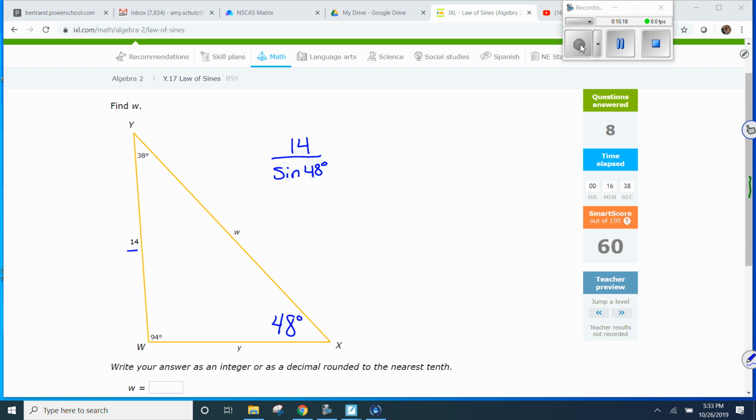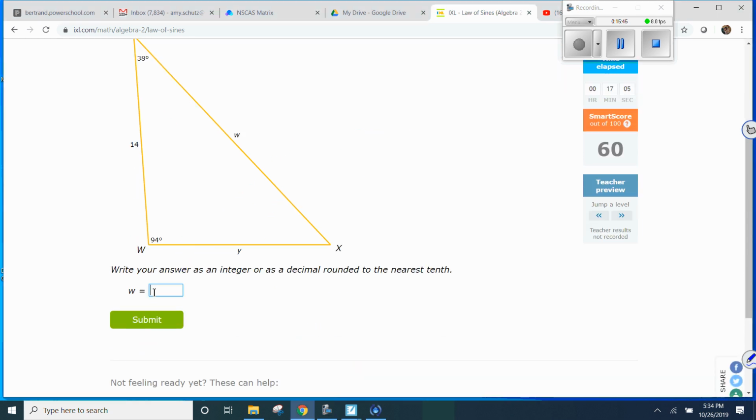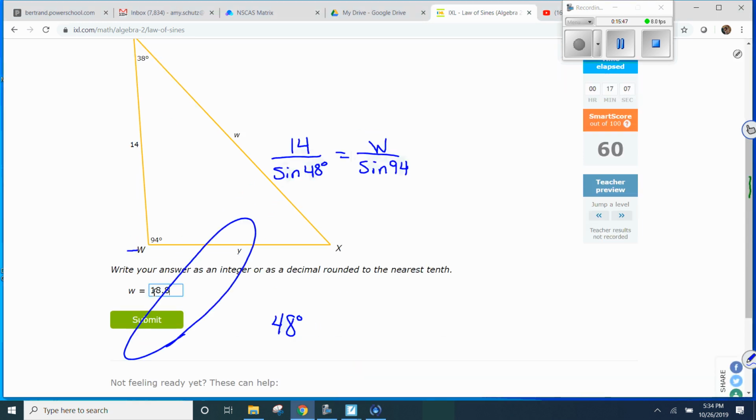What they want to know is W. So you're dealing with the 94-degree angle. So it's going to be the side over the sine of 94 degrees. So take 14 times the sine of 94 and divide by the sine of 48. And you're going to end up with 18.79, which is going to make it 18.8. So I get 18.8.